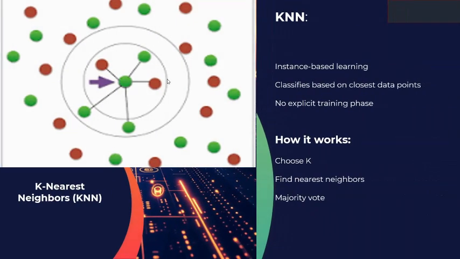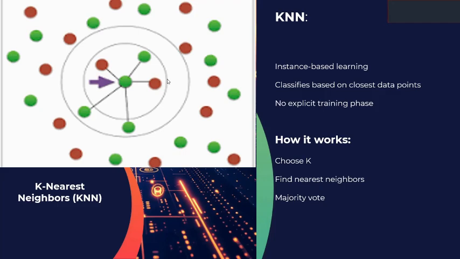Then let's look at what we call KNN, that is k-nearest neighbors, and what it actually is. This is instance-based learning, and it classifies based on the closest data points. In this case, there's no explicit training phase. So let's look at how it works.